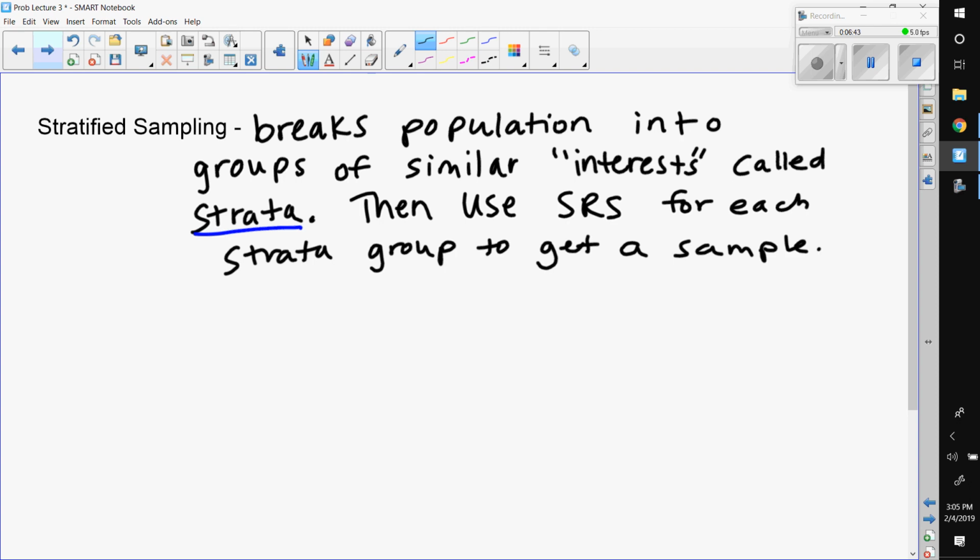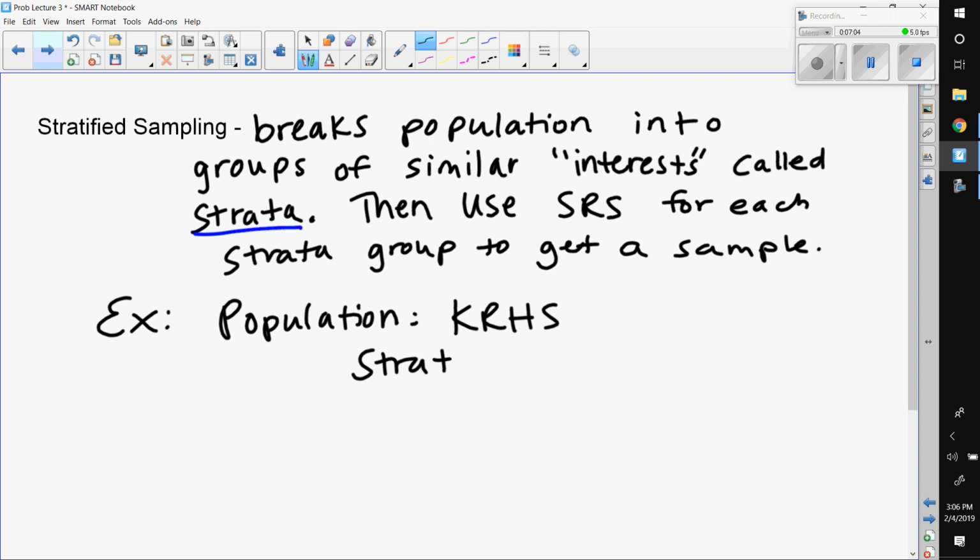So you're taking a large group, breaking them into smaller groups, and then using the simple random sample individually on each group. An example of this that's very close to us is that the population is KRHS. My strata groups are going to be freshmen, sophomores, juniors, and then seniors.